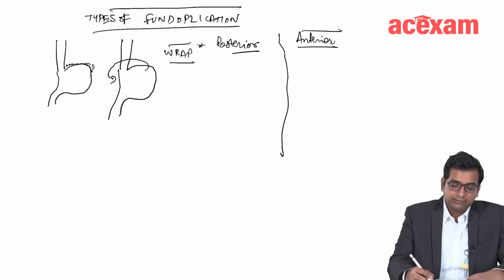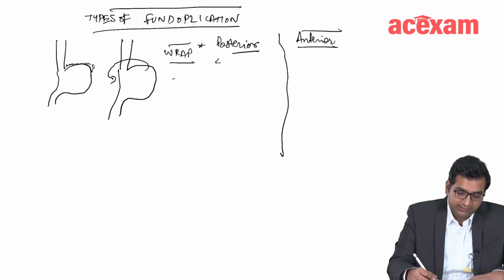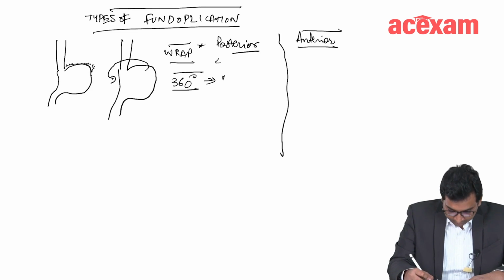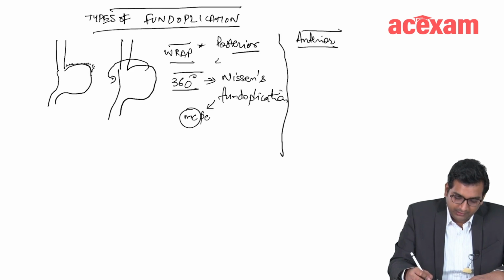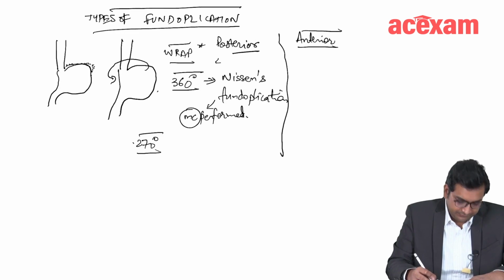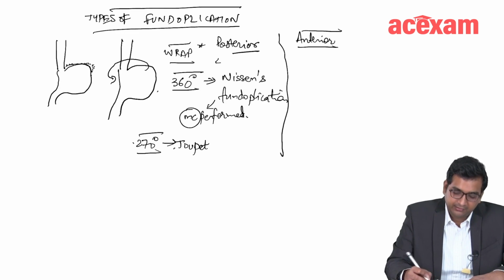Okay, so this posterior one, if it is 360-degree, it is Nissen's fundoplication. Okay, this Nissen's one is the most commonly performed and preferred. Okay, if it is posterior 270-degree done laparoscopically, then it is known as Toupet fundoplication.